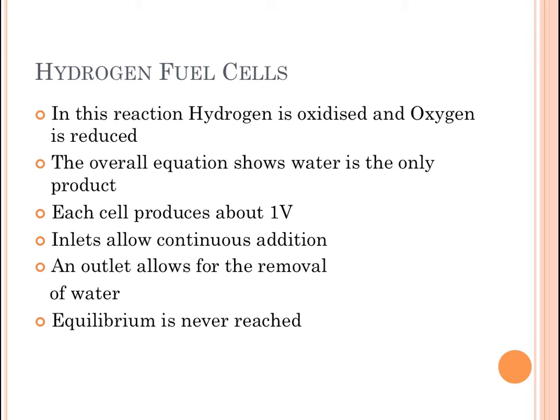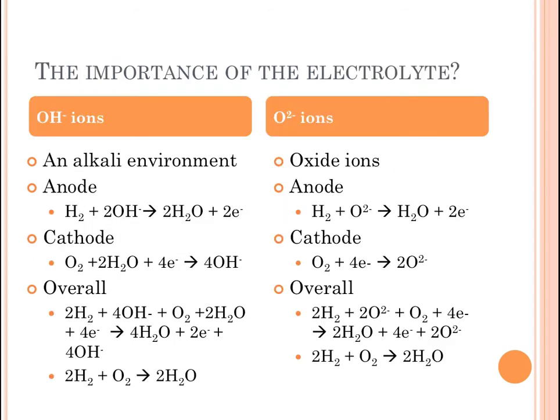One of the most common is the hydrogen fuel cell. There's actually a couple of different ones. Hydrogen's oxidized, oxygen is reduced. And we only produce water as a product, which is great because water isn't polluting. It is a greenhouse gas, yeah? But it's not a polluting greenhouse gas because it doesn't cause other problems as well. We have an inlet that allows addition of the gases and an outlet for the removal of water.